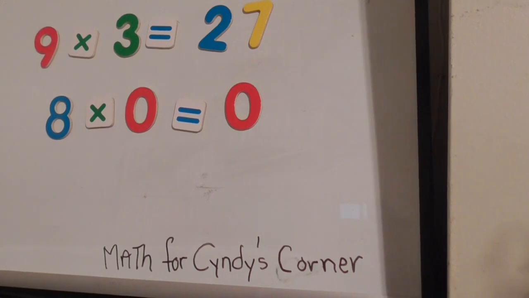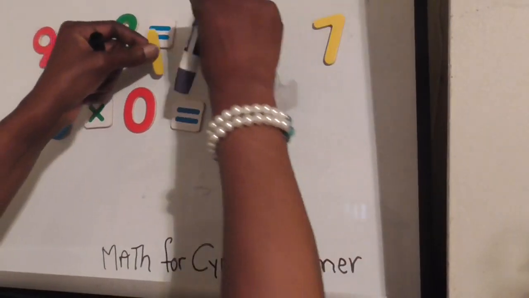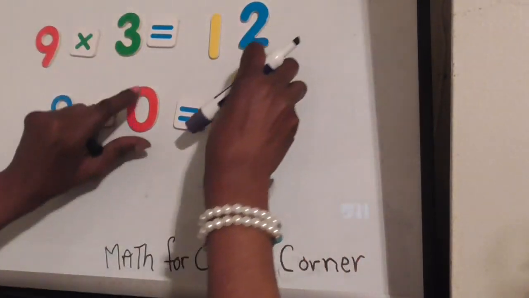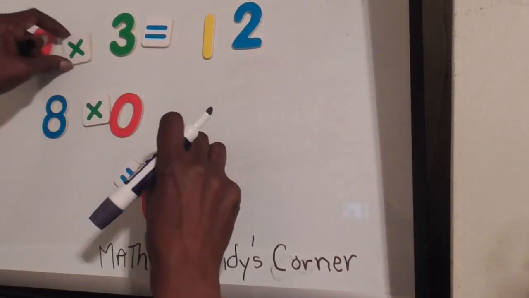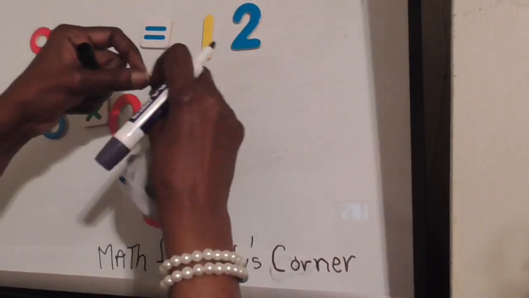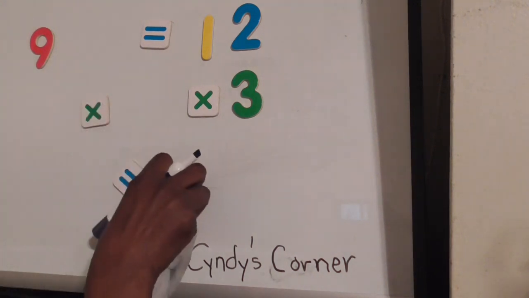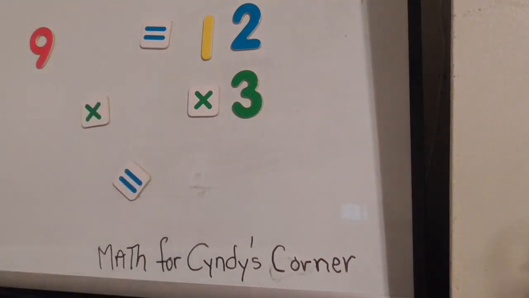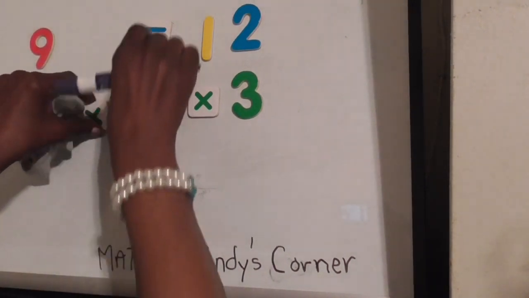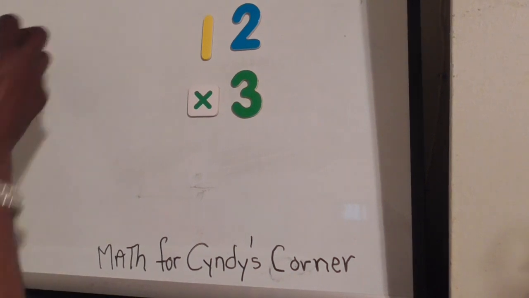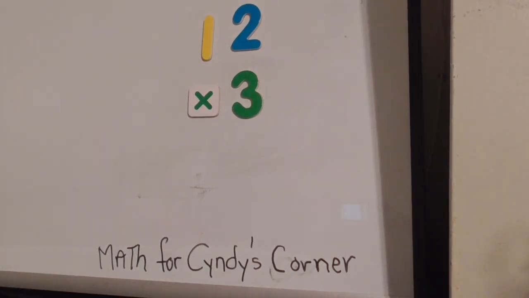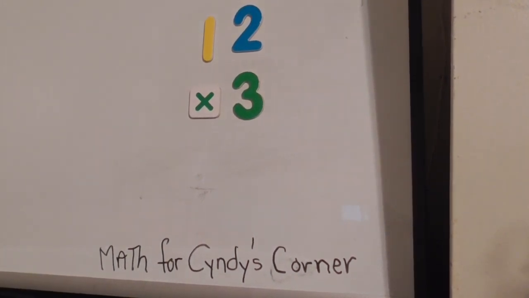Let's do more. Now if we take 12 and we multiply it by 3, let's try that. 12 multiplied by 3. Now we're going further than the ones column, and we went over that before.